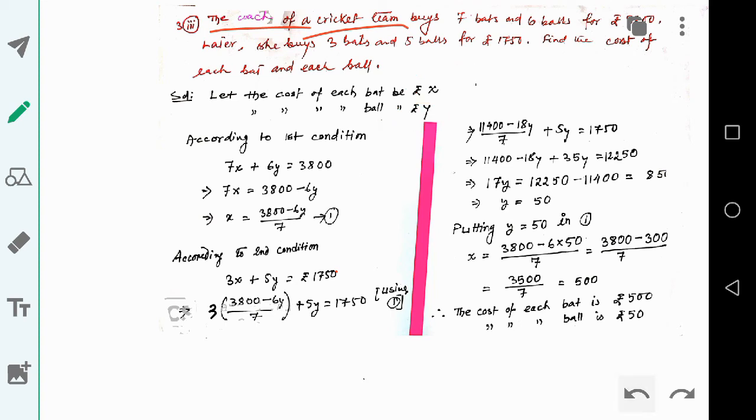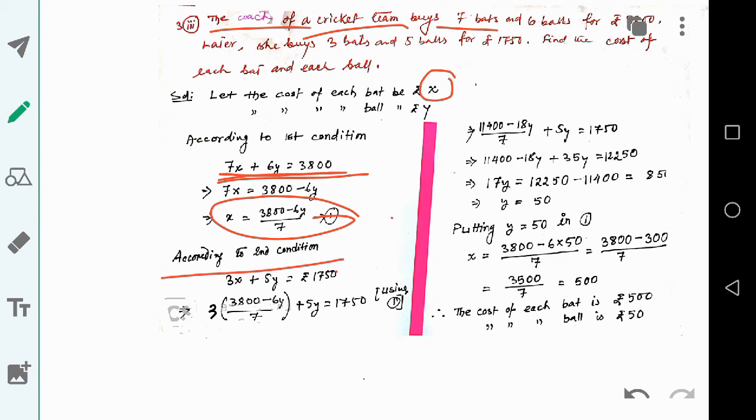If the cost of one bat is x, then that of 7 bats must be 7x. Similarly, if the cost of one ball is y, then that of 6 balls must be 6y, and the total cost is 3800, which is given here. Remember that. I have simplified this equation in this form in order to substitute in the other equation.